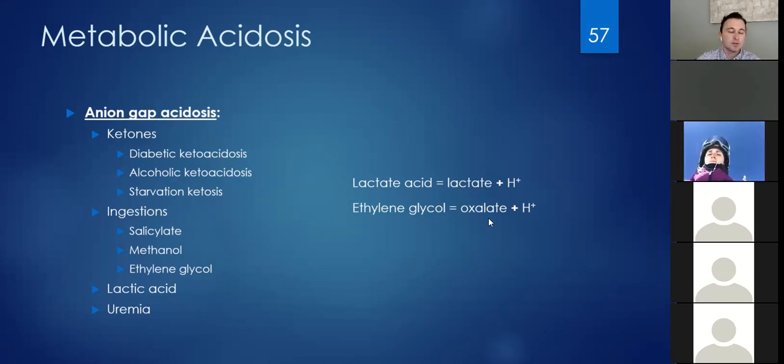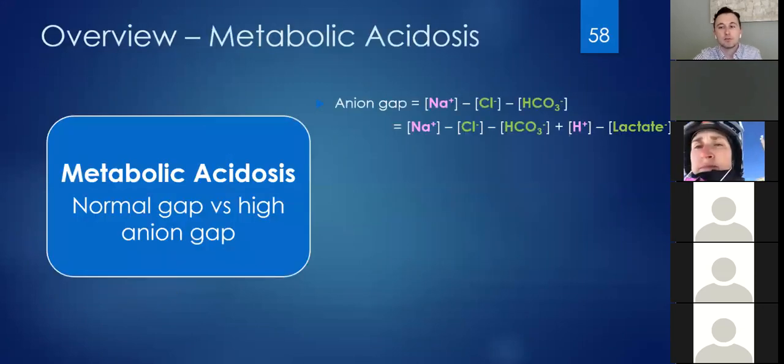And what's going on is, for example, using our lactate, our hydrogen is going to be buffered by the bicarb, which leaves us with this lactate that we can actually measure in a lab. So let's look at an example using lactate. Again, we take our normal anion gap equation here, and we've added our lactic acid, which is again broken down into hydrogen and lactate.